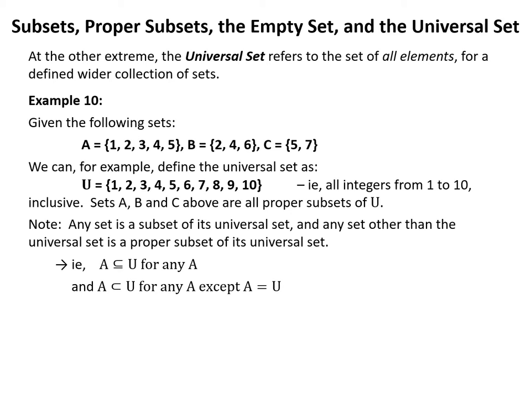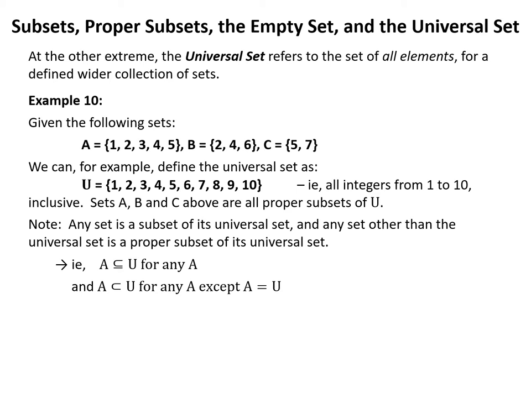At the other extreme, the universal set refers to the set of all elements for a defined wider collection of sets. Example 10 shows how this works. Here we're given the following three sets. A is the set of numbers 1, 2, 3, 4, 5. B is the set 2, 4, and 6. And C is the set 5 and 7. Now we can, for example, define the universal set, and we usually use the symbol U for universal set, as the set of all integers from 1 to 10 inclusive. So 1, 2, 3, 4, 5, 6, 7, 8, 9, 10.